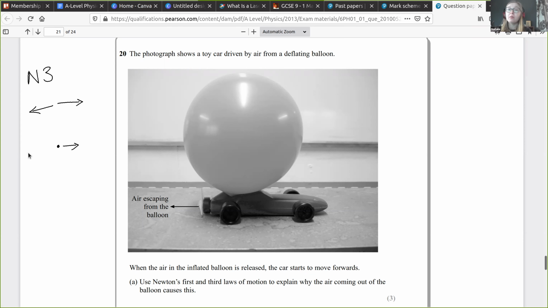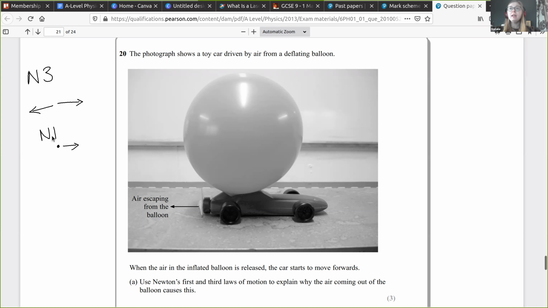So if we stated Newton's third law and that we have a Newton's third law pair from the air escaping from the balloon causing an equal but opposite reaction force on the car, that would have gained us 2 of the marks, and the 3rd mark would have come from stating that Newton's first law means if there is now a resultant force on the car, it is going to move forwards. It's going to accelerate. And that's it. For 3 marks, that's all we needed to state.